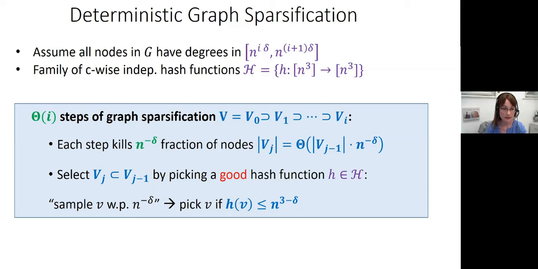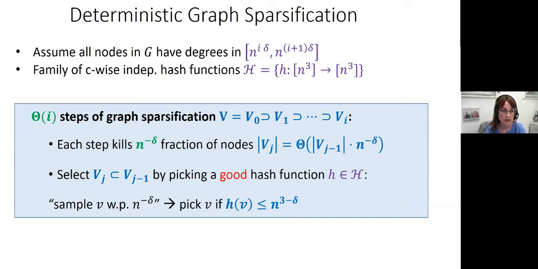And we are going to do that by picking a good hash function. Once we find this good hash function, we can simulate this random decision of joining with probability 1 over n to the delta in the following manner. Sampling with probability 1 over n to the delta is the same as saying v is going to join the new set V_j only if the hash value on v is at most n^(3-delta), where n cubed is the size of the domain.